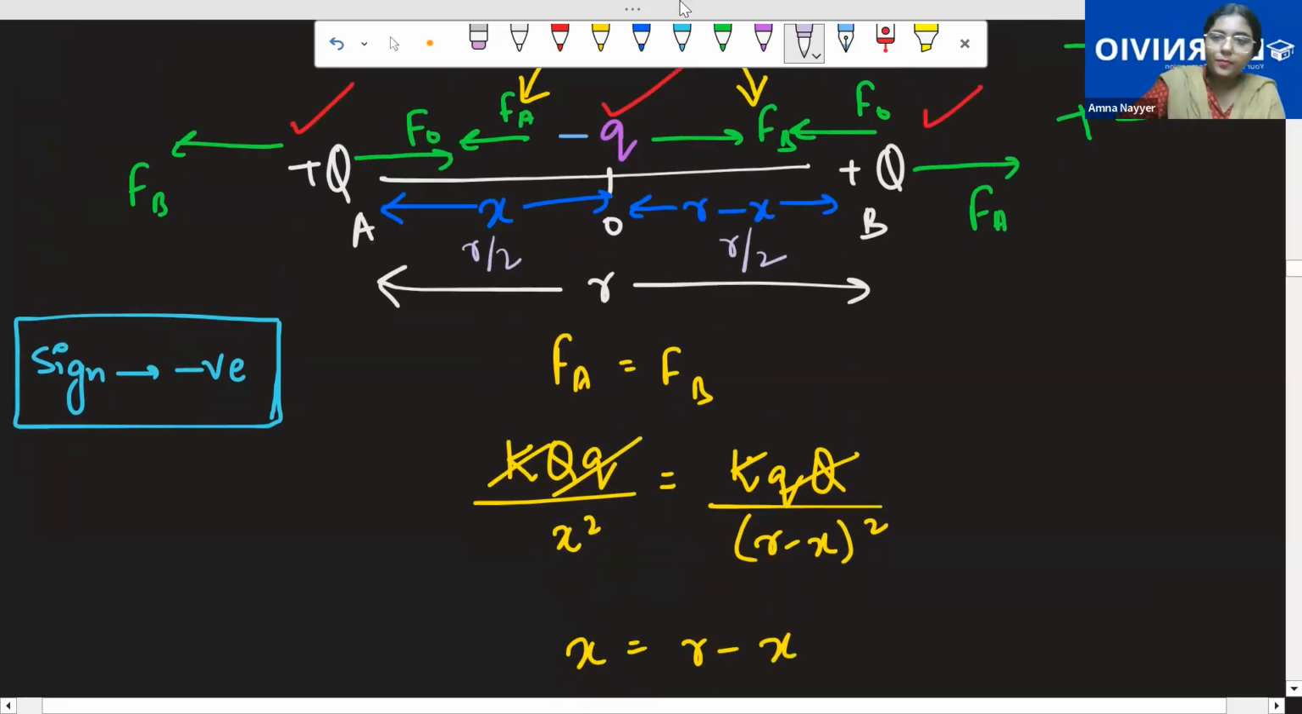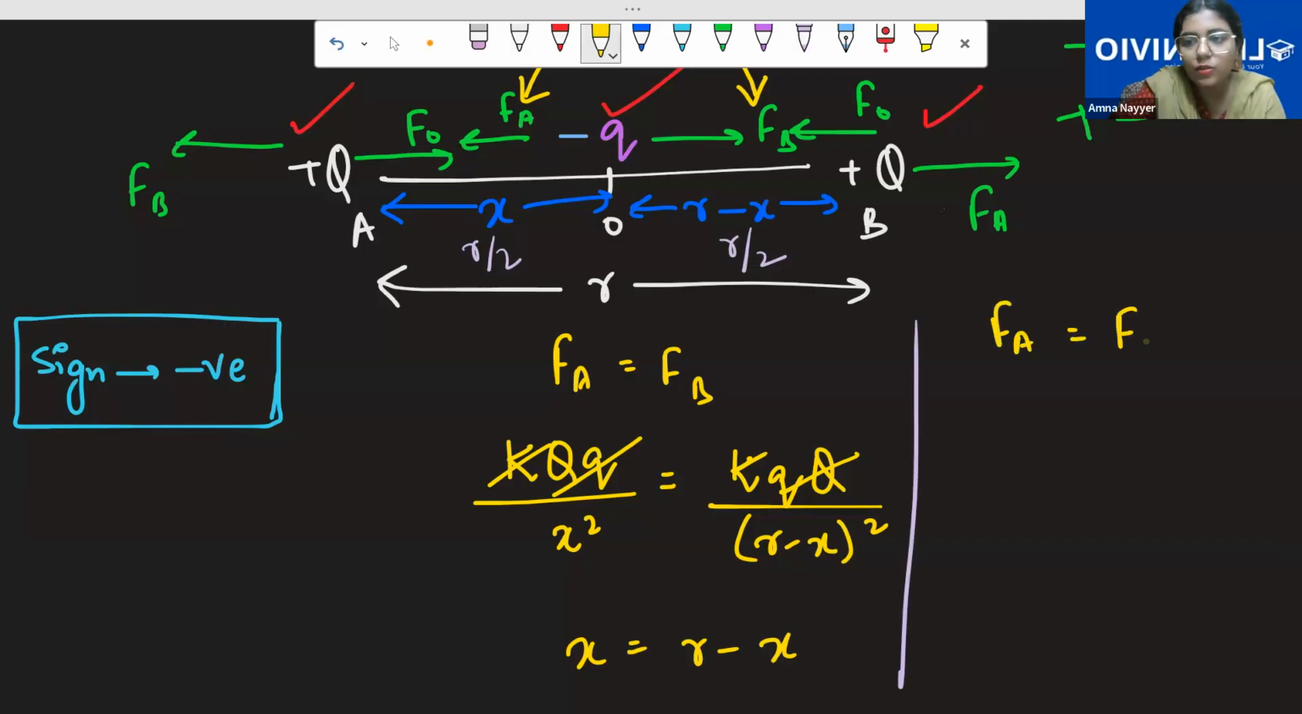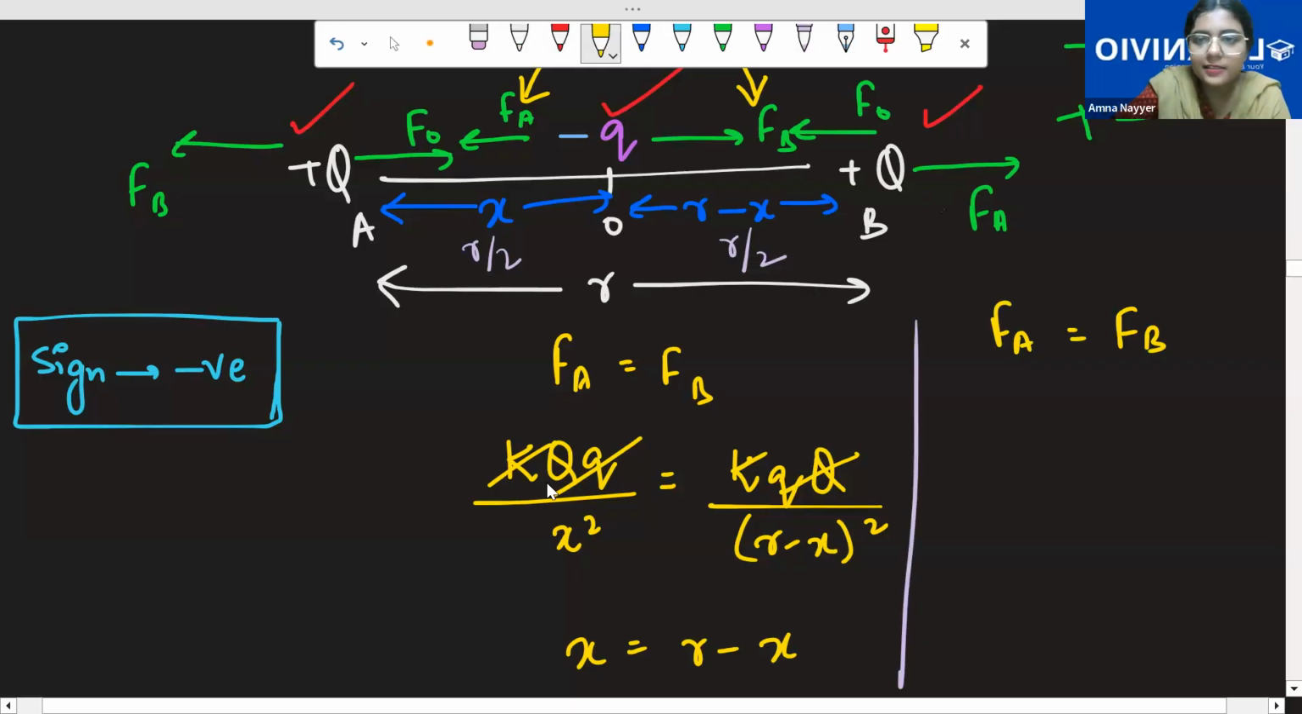Now see, I am writing the force on Q. The net force on capital Q says FA is equal to FB. Now let's talk about this. Yes, Anisa, just try this. Force FA. FA means the force between plus Q and this plus Q. How should I write? Apply Coulomb's law. At least start. Try this.